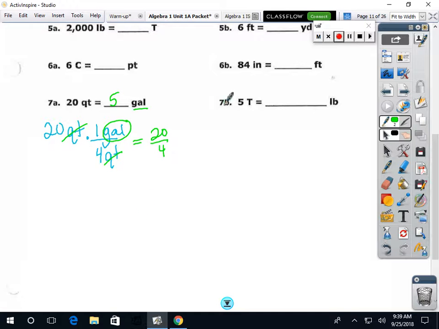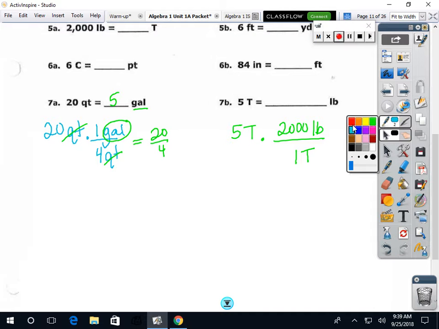Okay, 7b. 5 tons equals how many pounds? Well, we start with 5 tons. What do we now put on the bottom? What? I can't hear y'all. 1 ton is the same thing as, right? And so now we're done with our chain because we've made it to pounds. We cancel out tons. And then you end up with 5 times 2,000 on top, and then over 1, so it just remains 10,000.